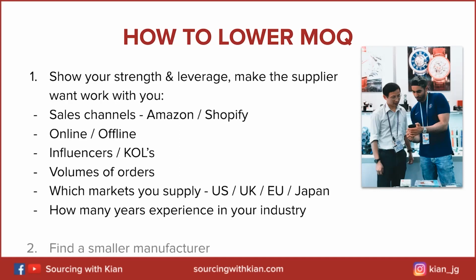Now, second point on how to get a lower MOQ is to find a smaller manufacturer. And if you go on Alibaba.com and kind of the process that we went through before, on the left side of the screen, right at the bottom, you'll see this image here, which is a number of employees. And you can sort of click on if you want the factory with 5 to 10 employees or 11 to 50 employees. And generally, when you want a lower MOQ, this is a time where you click on the factories which have less people and less workers in it.